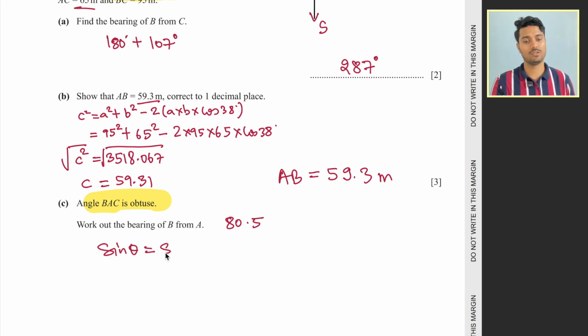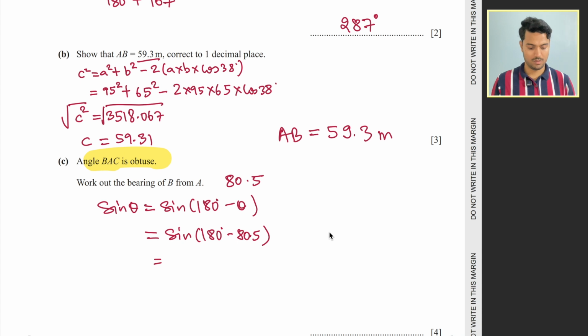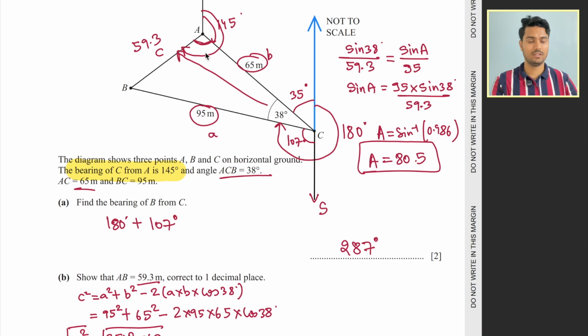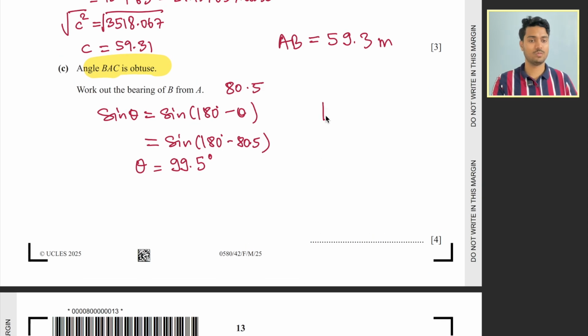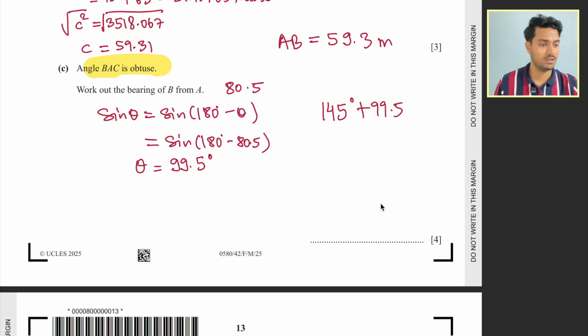Sine theta is also sine 180 degree minus theta. So we can write down sine 180 degree minus 80.5. So we will get 180 minus 80.5, which is 99.5 degrees. That's the angle theta here. This angle is 99.5 plus 145. So bearing is going to be 145 degrees plus 99.5, which is 244.5 degrees.